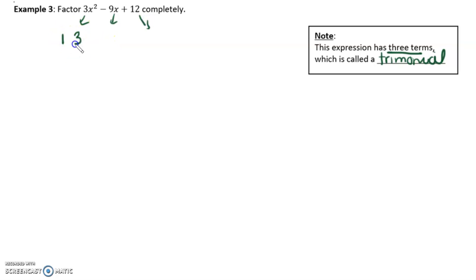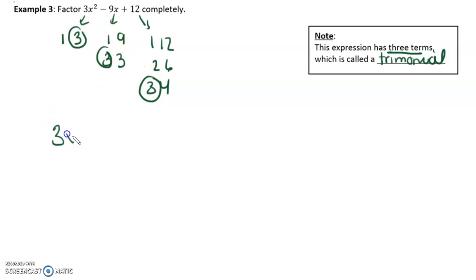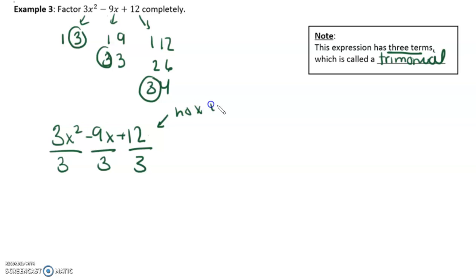Okay, so for 3, we have 1 times 3; for 9, we have 1 times 9, 3 times 3; and for 12, the factors are 1 times 12, 2 times 6, 3 times 4. So looking at all of these, the common one is 3. So if we had 3x squared minus 9x plus 12, we're going to divide each of these terms by 3. But here's the thing. For x squared, x and nothing. So we don't know x is here. That means we cannot common factor out an x.